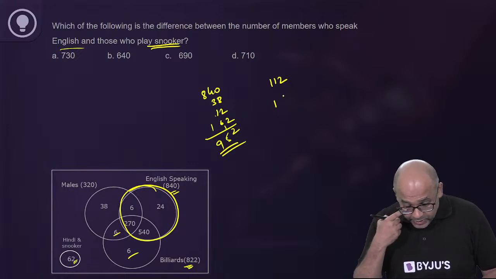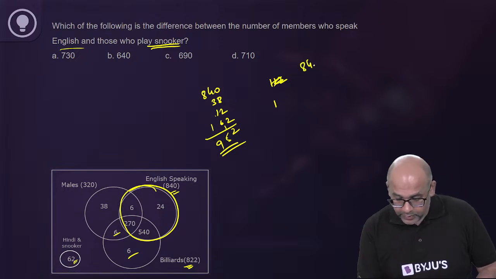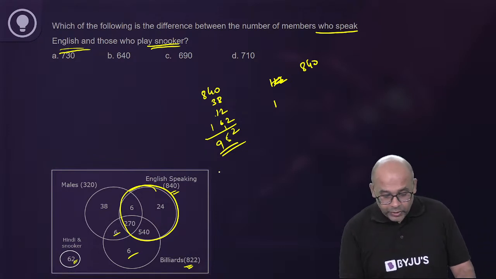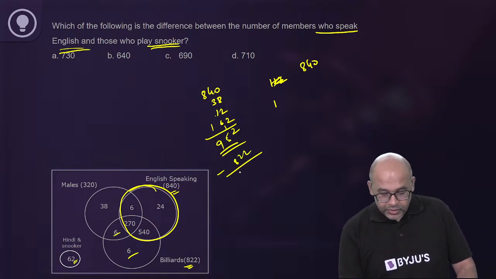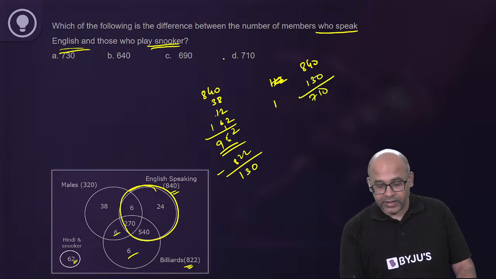Who speak English, is it? Oh, English is 840. Okay. Speak English is 840, playing snooker. Snooker will be 952 minus 822. My bad, so this will be 130. So the difference is 840 minus 130, which is 710. Option D.